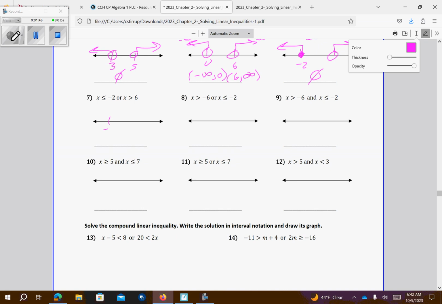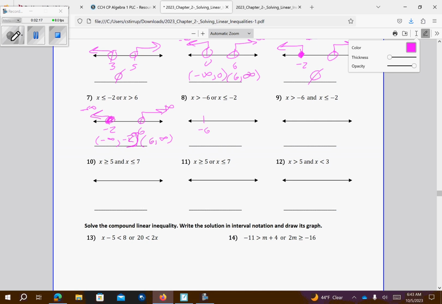And I have negative 2 here, 6 here. Solid dot at the negative 2 going to the negative infinity. The reason I put that is because there's an OR. Open dot at the 6 going that way to infinity. So this is going to have two answers. That's a square bracket on the 2, and then a parenthesis on the 6 to infinity, because I have an equal sign on the 2. That's why there's a square bracket.